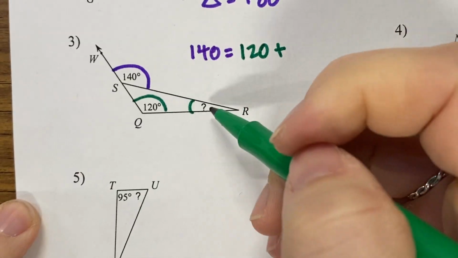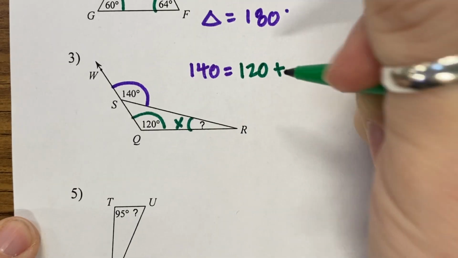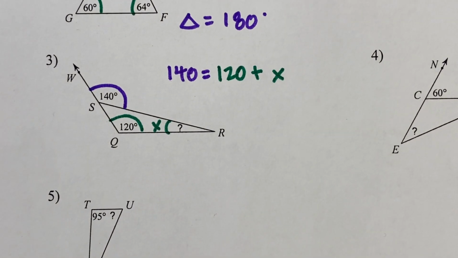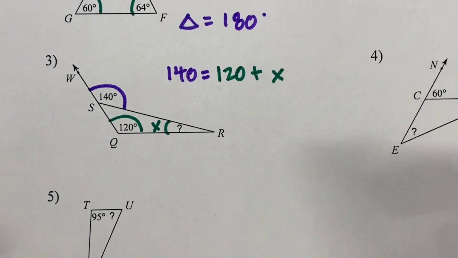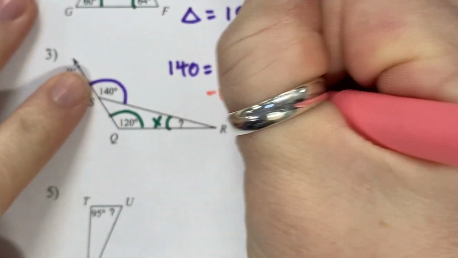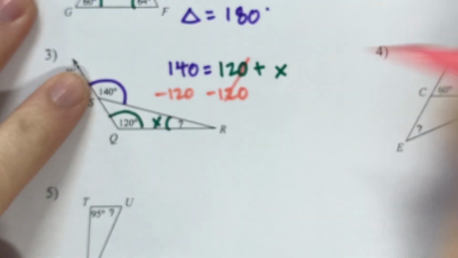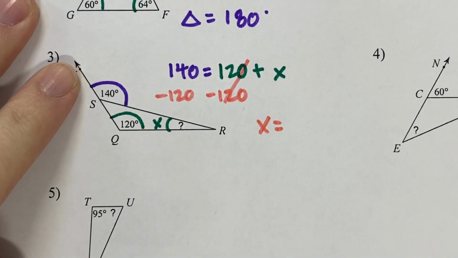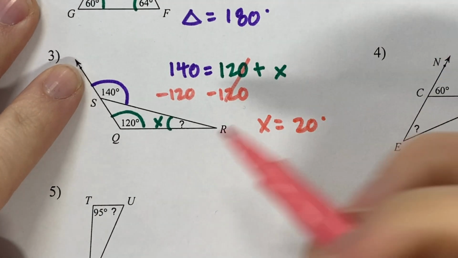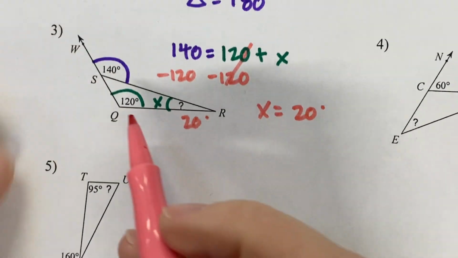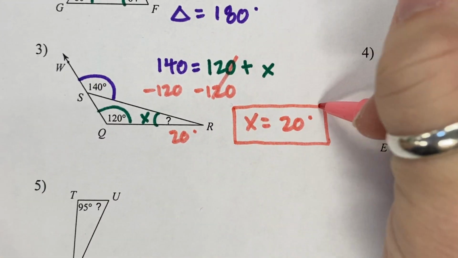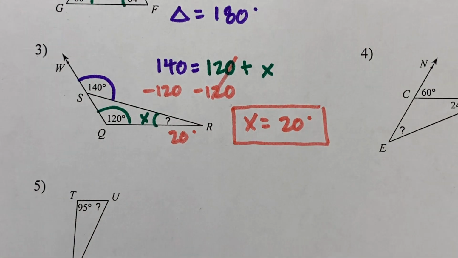120 plus this question mark, which we'll just call x. 120 plus x. Now it's just an equation, and we know how to solve equations. To get x by itself, we have to get rid of 120. What's the opposite of adding 120? We subtract 120. So x is equal to 140 minus 120, which gives me 20. In this case, we weren't looking for the exterior angle, but the exterior angle helped us find one of our interior angles, which was 20 degrees.